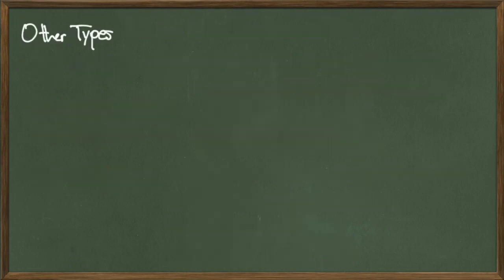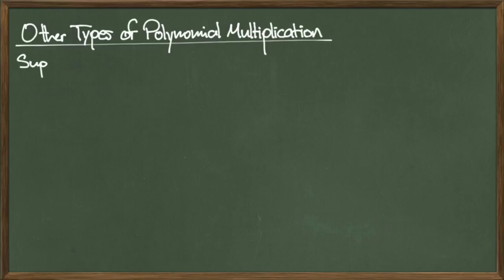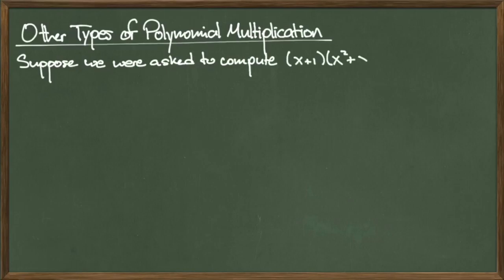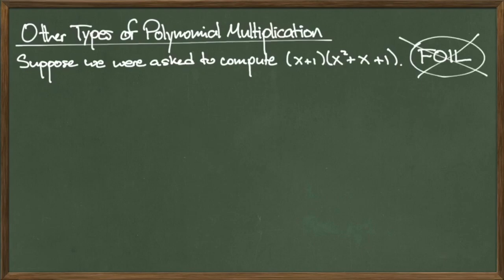The last topic we cover in this video is another type of polynomial multiplication. This particular process actually does not allow the FOIL method, seeing as how one polynomial has 2 terms and another polynomial has 3 terms, just like in this example where we were asked to multiply x plus 1 times x squared plus x plus 1.